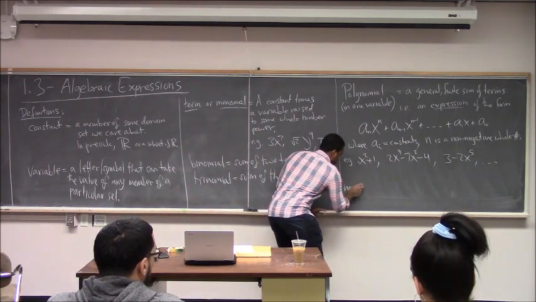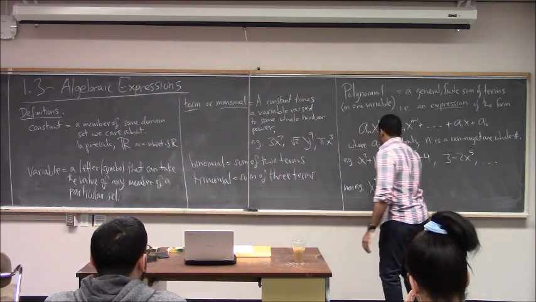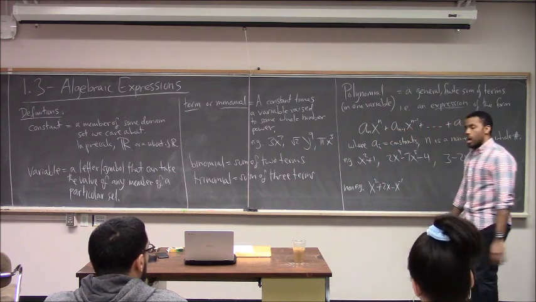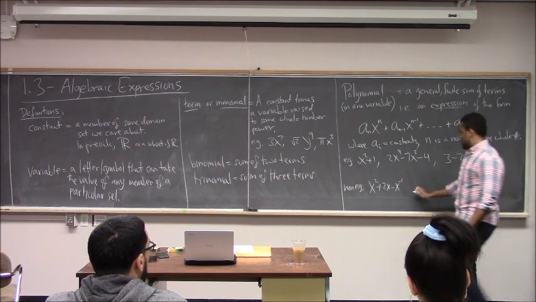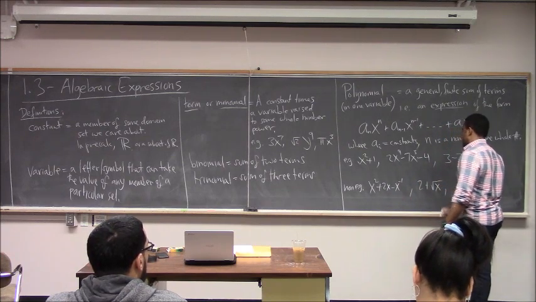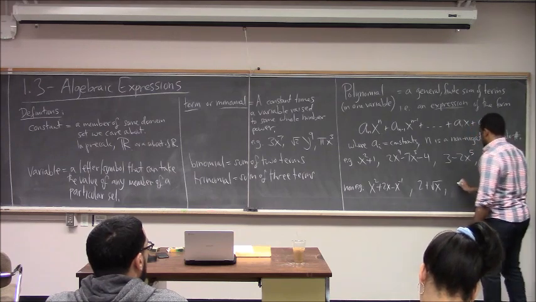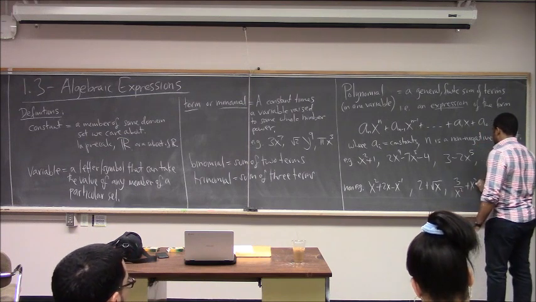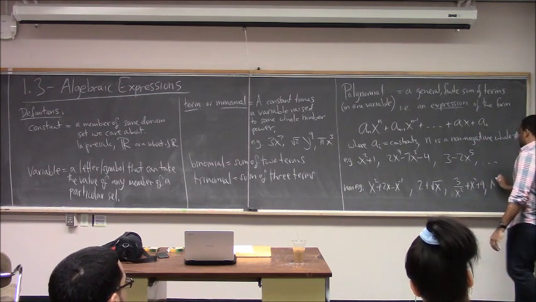Non-examples. x squared plus 2x minus x to the minus 1, not a polynomial. Or 2 plus radical x, not a polynomial. 9 over x squared plus x squared plus 9, not polynomials.